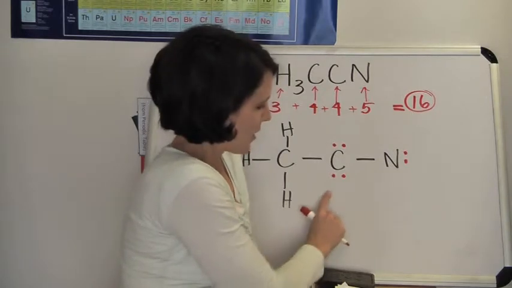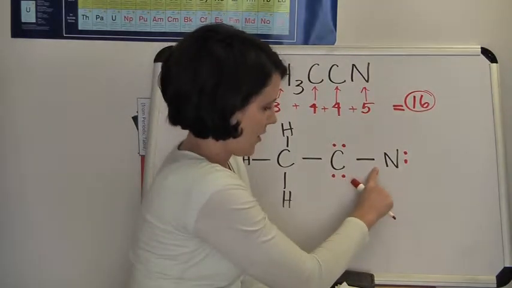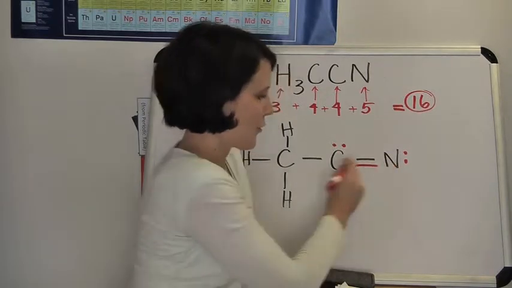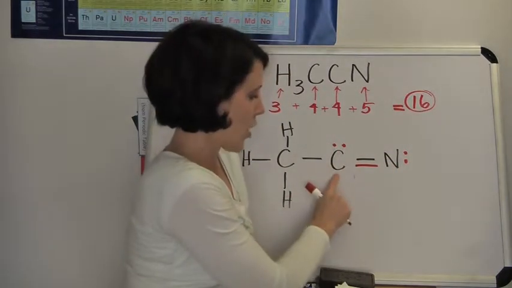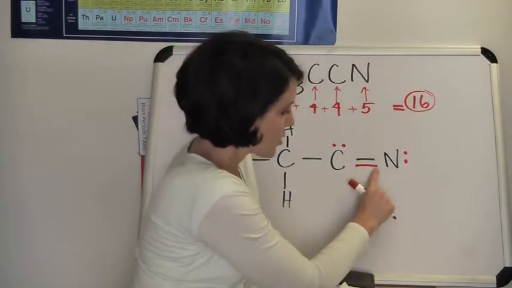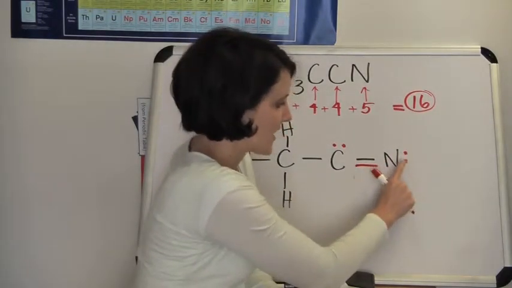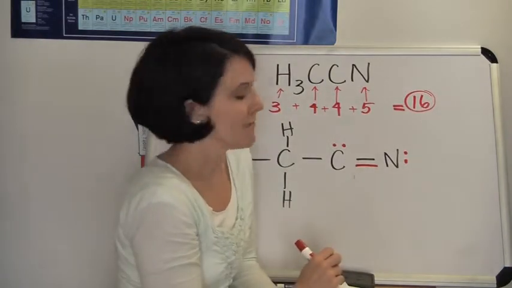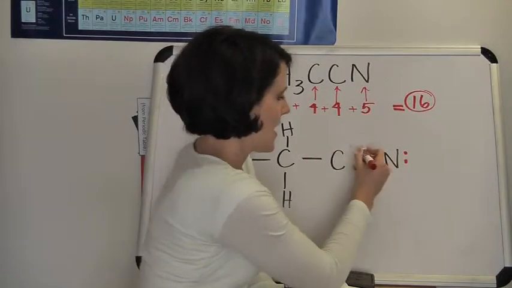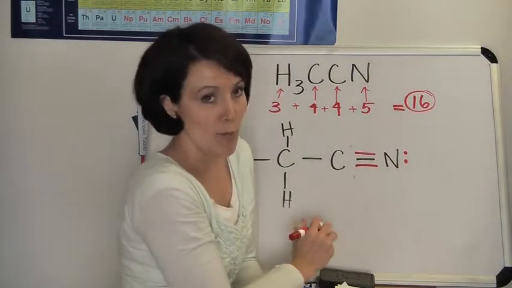What about if we created a double bond here? So let's move those 2 electrons over there. Now this carbon still has 8. This nitrogen now has how many? 1, 2, 3, 4, 5, 6. We still need 2 electrons. What if we move these 2 electrons down into a triple bond?